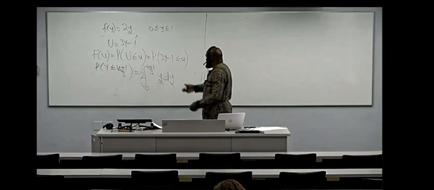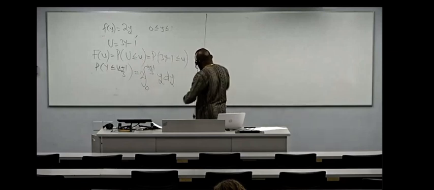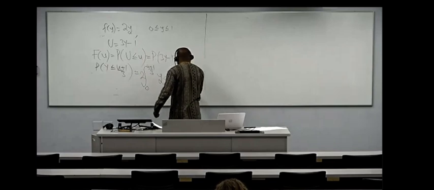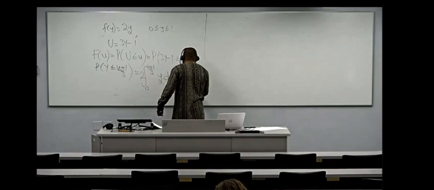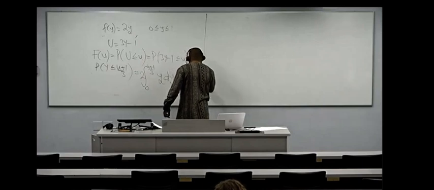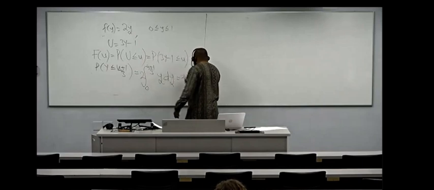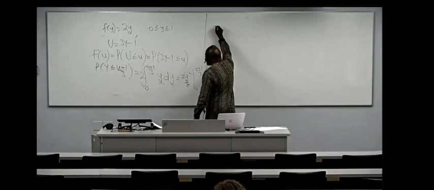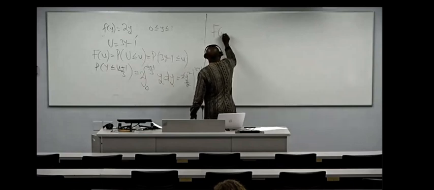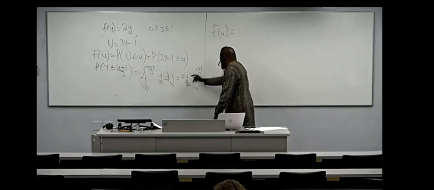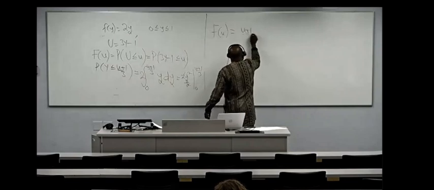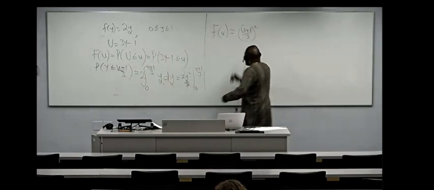Now the moment I do that, I integrate this. I think I'm going to have 2y squared divided by 2, from 0 to u plus 1 over 3. The F of u now is basically, by the time you plug in that expression, what you're going to have. Take a look at that.